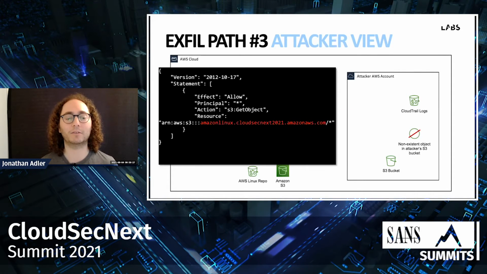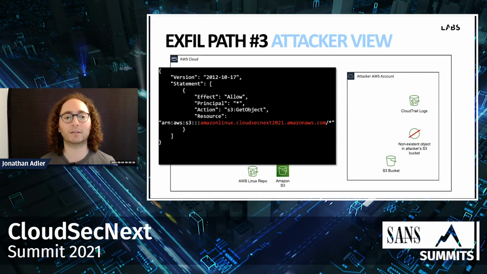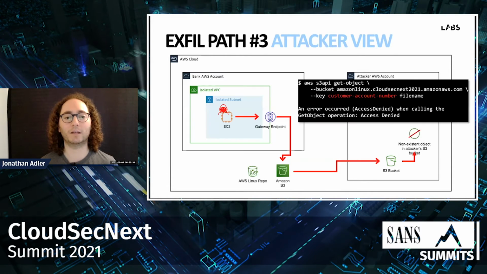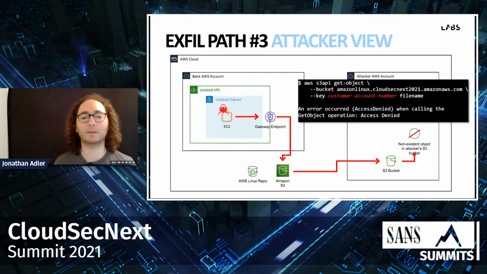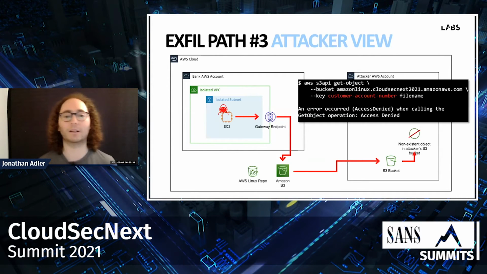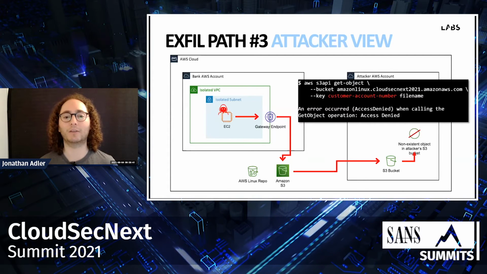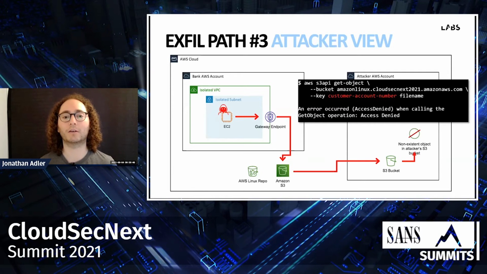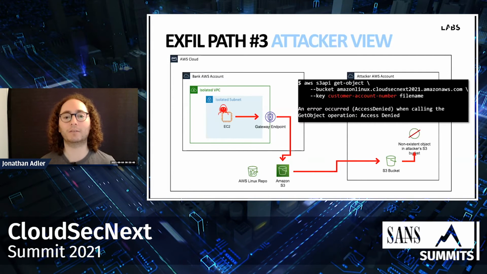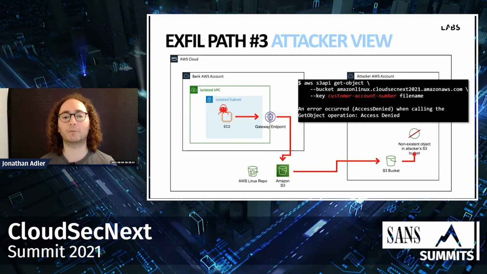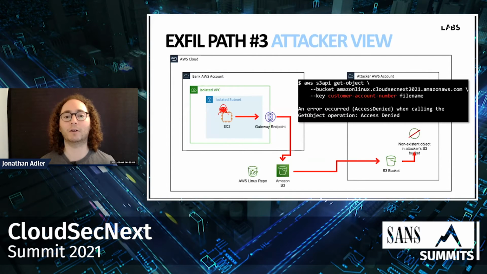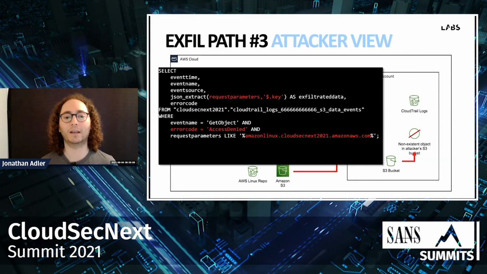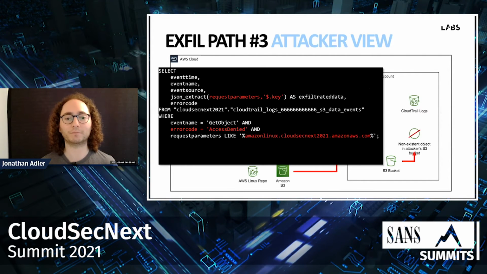So the bucket name, as you can see, is amazonlinux.cloudsecnext2021.amazonaws.com. And if we then, on this compromised instance, again using the AWS CLI, try and retrieve an object with the key customer-account-number, we can see access denied because this particular object doesn't actually exist in our attacker bucket. But it doesn't need to because, as we'll see, that event is still recorded.